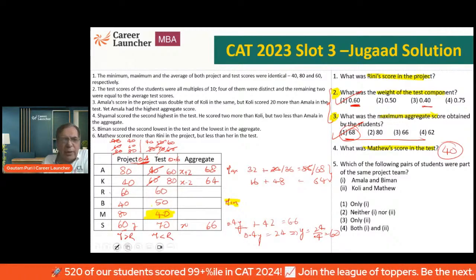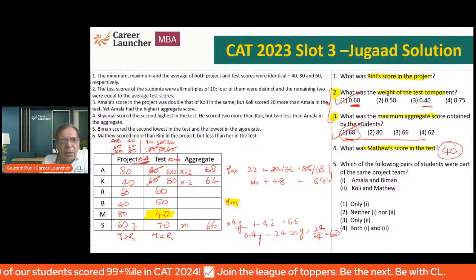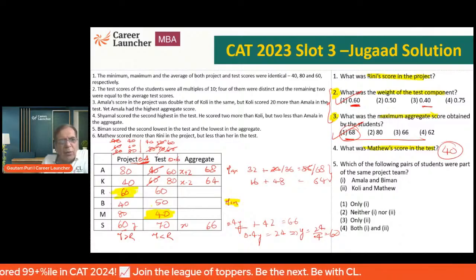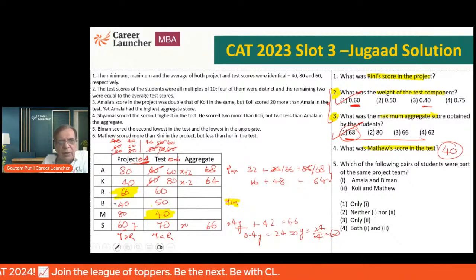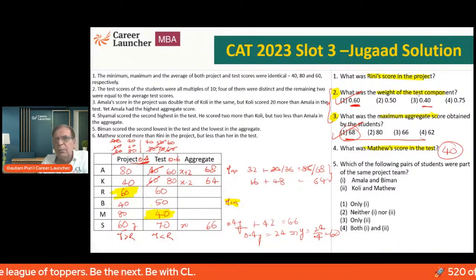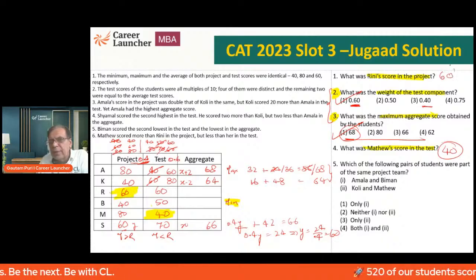So what is Zini's score in the project? That is what we needed to find out. This was question number 1. What is Zini's score in the project? 60 आ गया ना. चलो 60 डाल दें उसको. Zini's score in the project is 60.